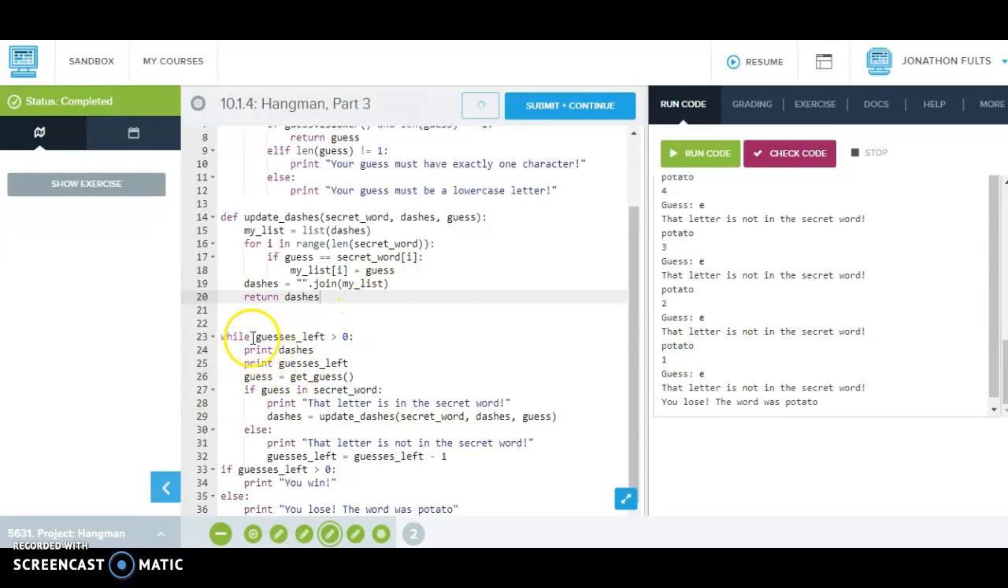And then right here, so this says when you have 0 guesses left, then it prints all the dashes and then how many guesses you have left. And then it tells you that the letter is in the secret word.